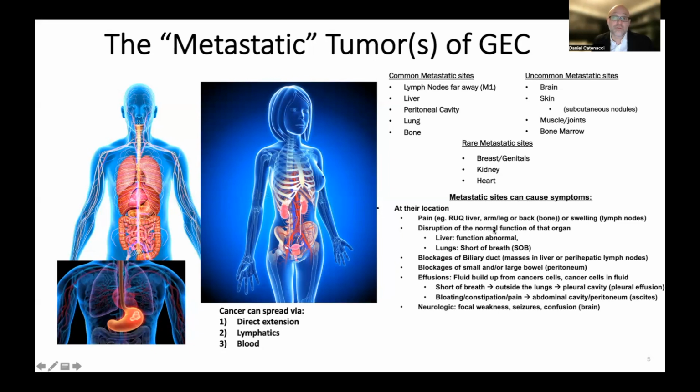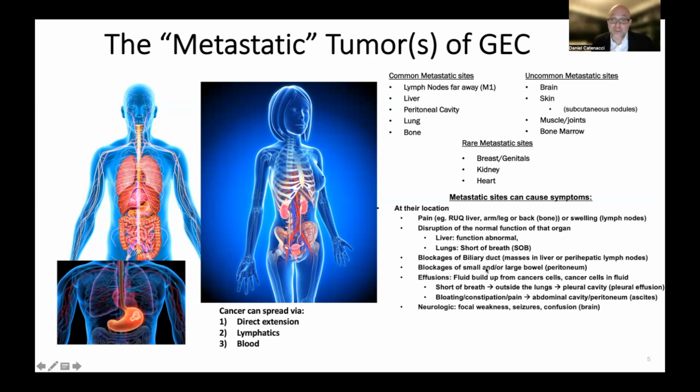It can disrupt the normal function of the organ that it spreads to. For example, the liver can have abnormal function. We can see that in blood tests, so it's more of a sign. In the lungs, if you have multiple sites compromising multiple areas of the lungs, you can feel shortness of breath. You can have blockages of the biliary ducts due to masses in the liver or around the bile duct where it drains from the liver. Lymph nodes around it that get swollen can compress the bile duct and cause a blockage. And we have a dedicated video for this later.